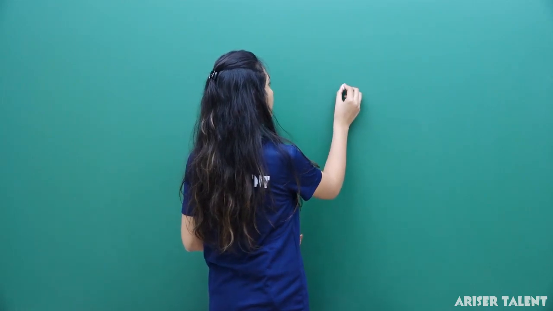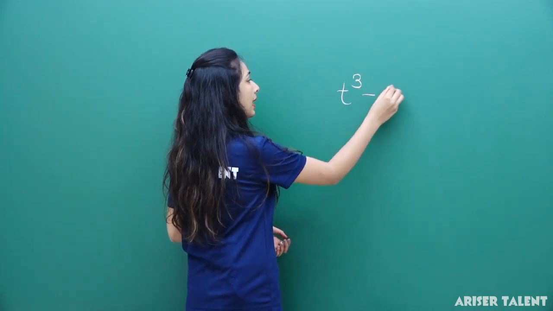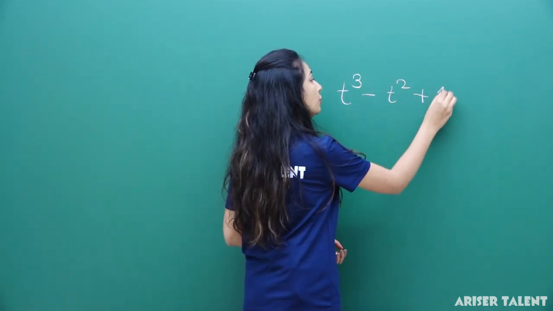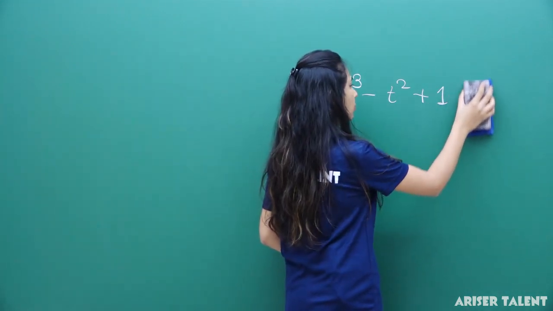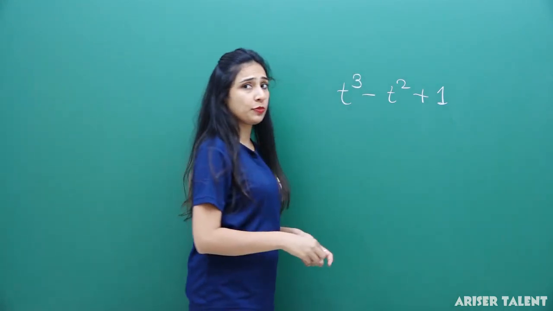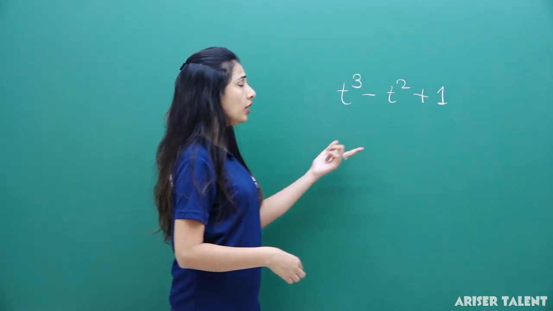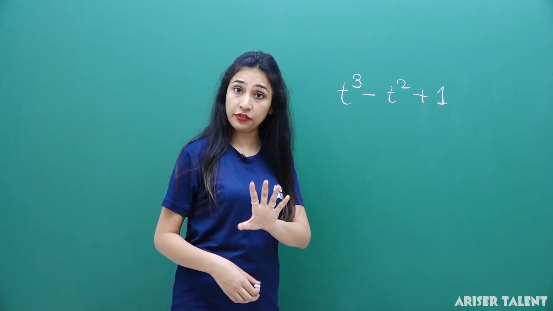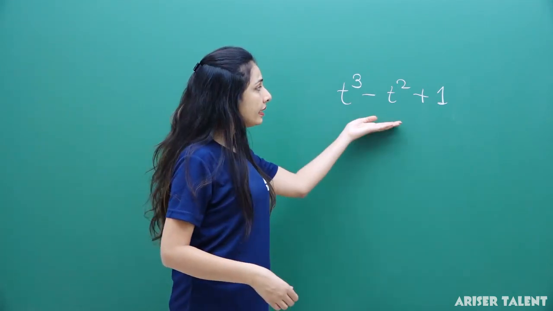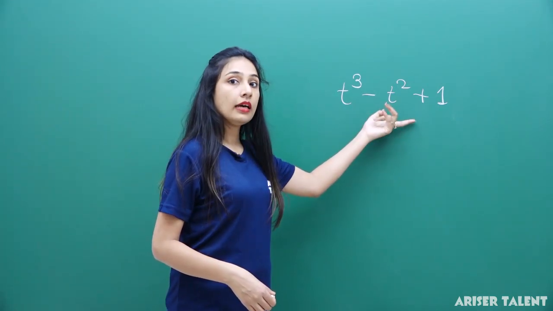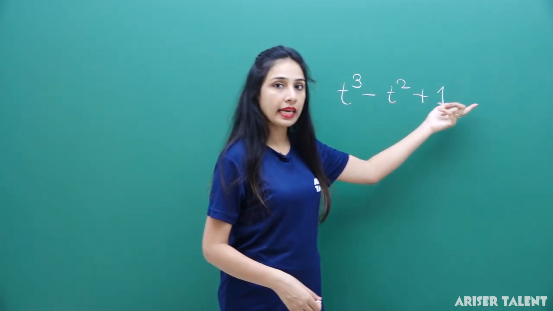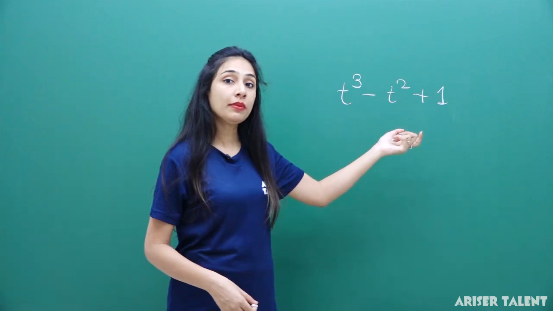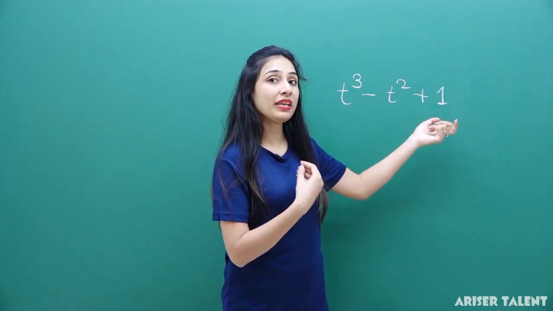So students, if I say t cube minus t square plus 1, because we are talking about expression only, there is no need to make it an equation. You know the difference between equation and expression. This is an expression, but if I put an equal sign here, then it will become an equation.